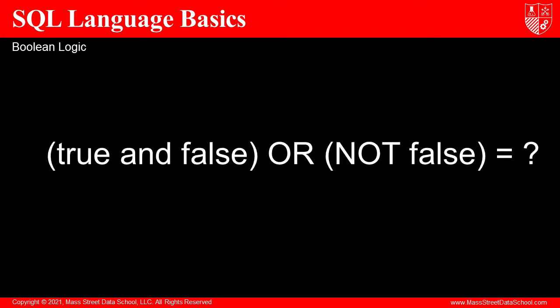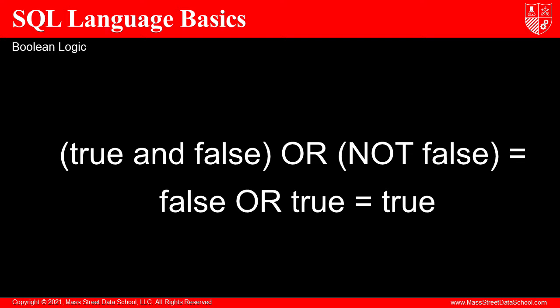True and false, or not false, evaluate to what? Now what, Chuck? Throwing in parentheses changes the whole game. You can't simply evaluate left to right. It's just like basic math. Do the stuff in parentheses first. True and false evaluates to false. Not false evaluates to true. What you are left with is false or true, which evaluates to true.